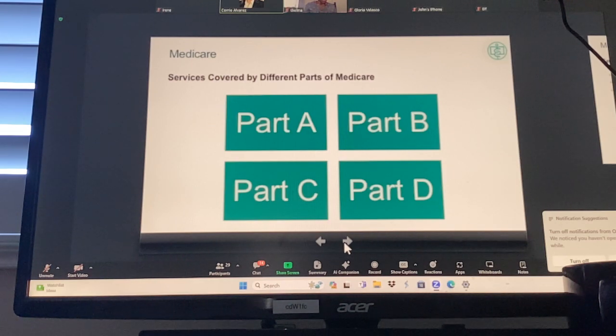Part C is what we call Medicare Advantage, and that's when a patient joins an HMO. They're still Medicare, but they're giving up their fee-for-service Medicare to join a group to take care of all of their medical care. It's less expensive, and they don't have to worry about deductibles. But they are then limited to that facility, that organization, to get all of their care. And then Part D is drug. So they expect you to be able to know what the parts are.